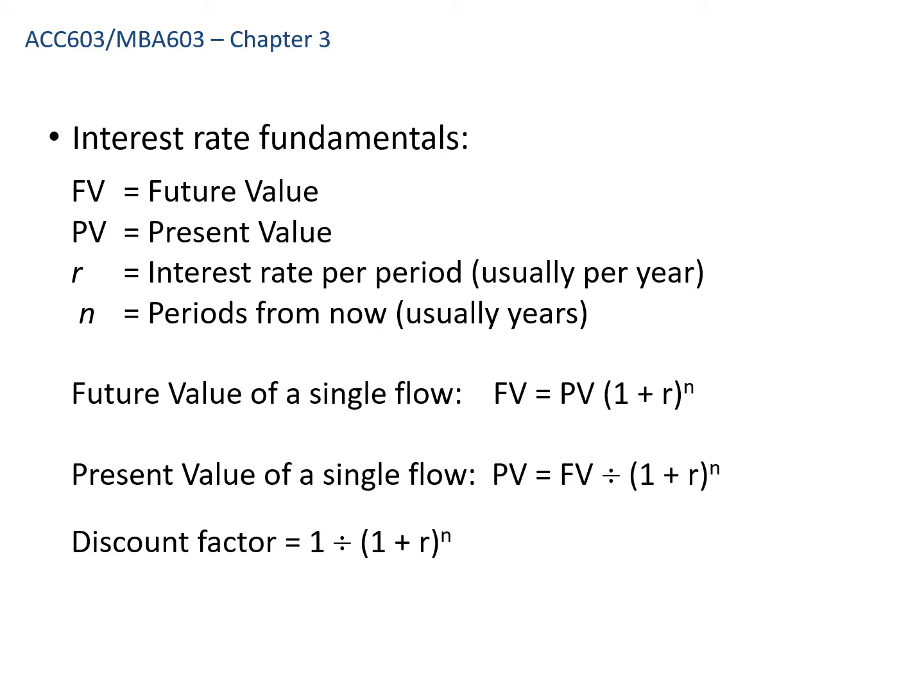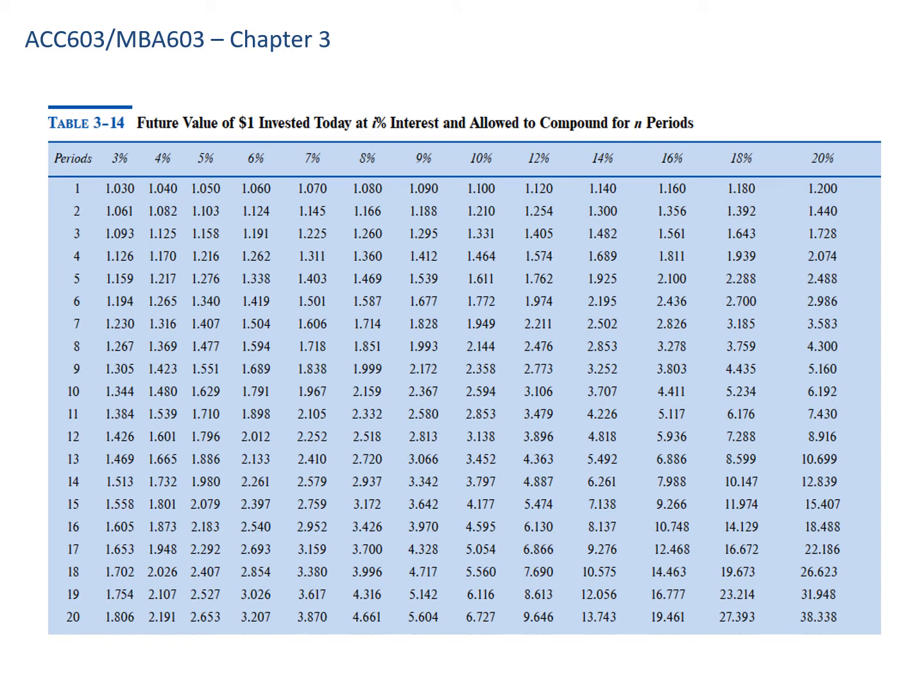You can also use Excel. Excel has an FV function and a PV formula, so you can use that too. Or your book provides you with a table like this. As we can see here, if we had 5% for one period, I go into the 5% column, the one period row, and I see 1.05. So I could multiply 1,000 times 1.05 and know that I'm going to have 1,050 at the end of that period.